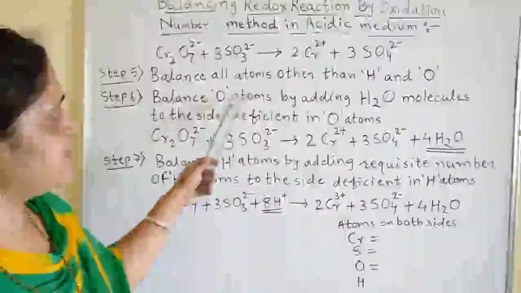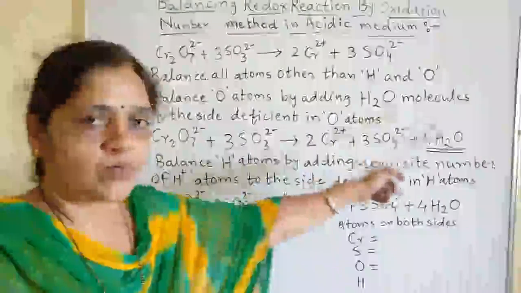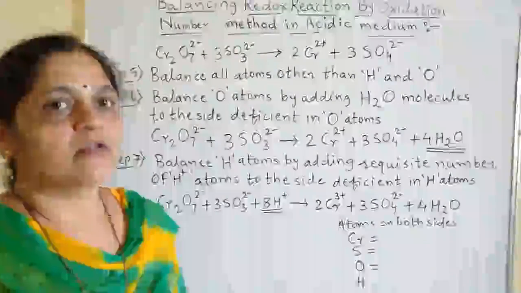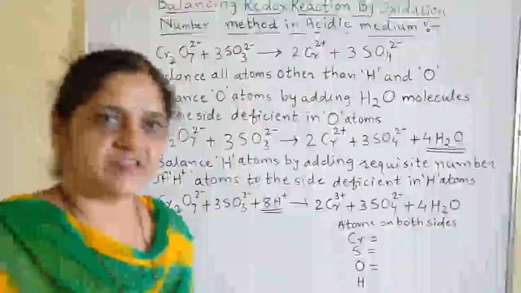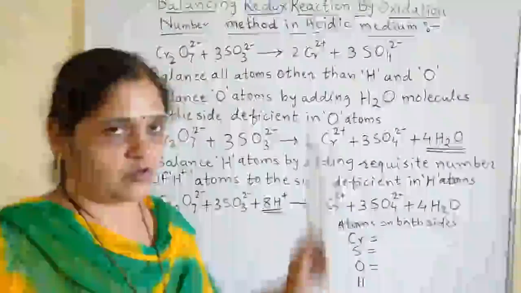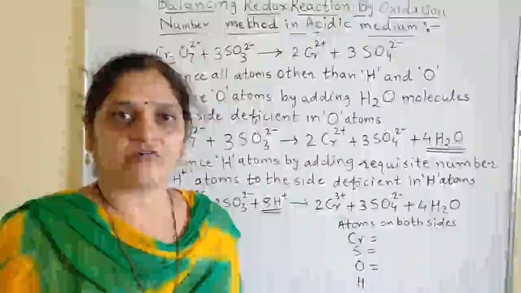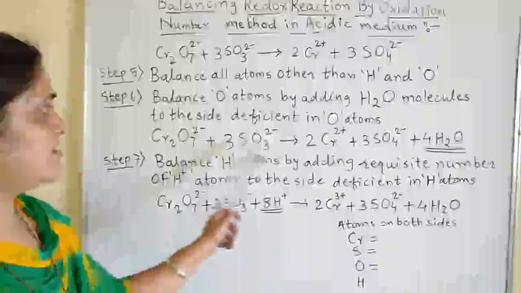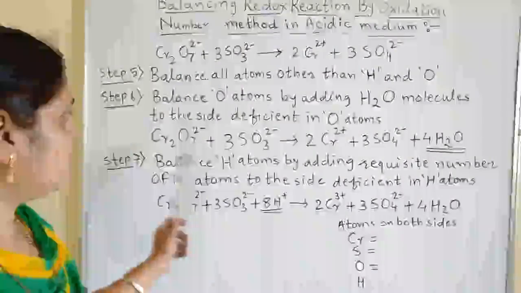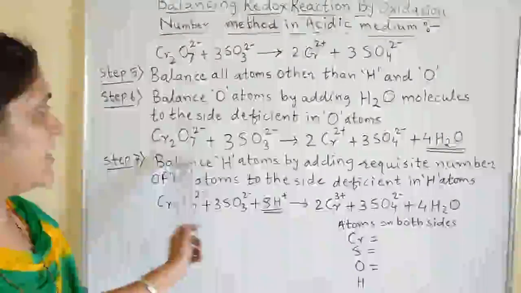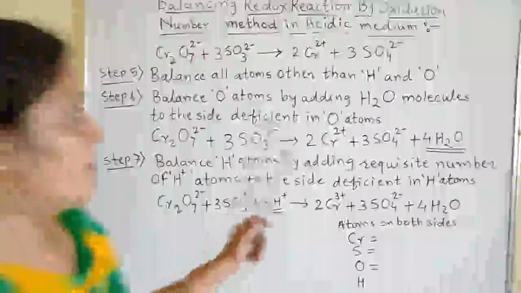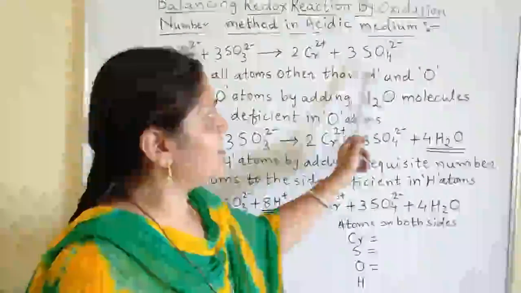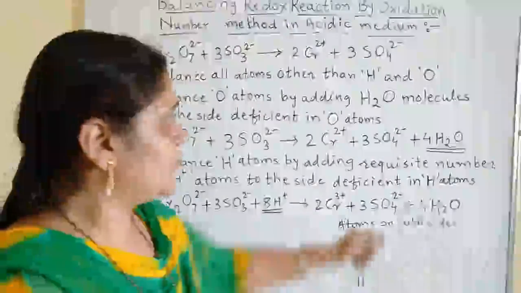Now the next step is to balance oxygen atoms by adding water molecules to the side deficient in oxygen atoms. Let us check the number of oxygen atoms. Here 7 and here 3 into 3, that is 9. 9 plus 7, total 16 oxygen atoms on the left hand side. On the right hand side we have got 3 into 4, that is 12 oxygen atoms.